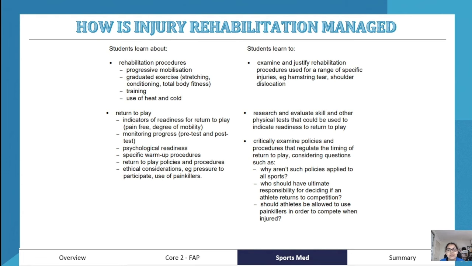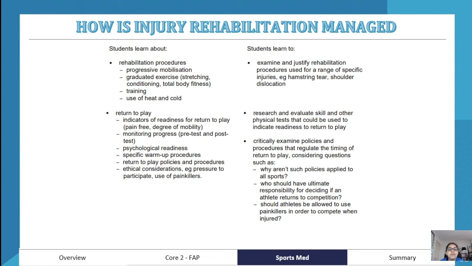Similarly, the last bit about returning to play is all about making sure that an athlete, if they've been injured, can return and when they return to play, they are pain free. There's a degree of mobility. We monitor their progress, so a pre-test versus a post-test, to see if they've recovered. We also look at psychological readiness, if they're psychologically ready to come back. Some players may be too ready, so they may be ready to come back before they're physically healed.